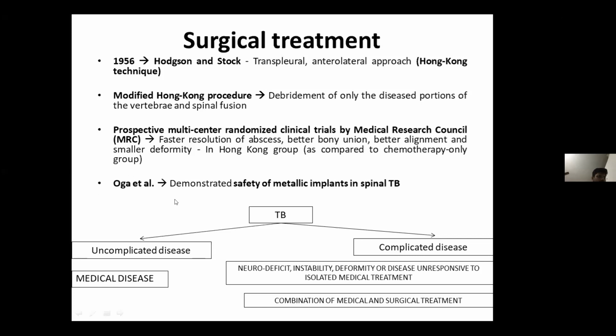This was a landmark study by Yoga et al. And they had shown that metallic implants are quite safe in spinal tuberculosis, and there is not much biofilm formation. And this actually changed our perspective towards surgical treatment. So overall, whenever we consider surgical treatment, we need to classify a patient, whether it's an uncomplicated disease or a complicated disease. As previously said, uncomplicated disease is all a medical disease. Whereas if it's a complicated disease, by which I mean if there is a neurodeficit, instability, a deformity, or a disease which is unresponsive to isolated medical treatment, then a combination of medical and surgical treatment should be considered.